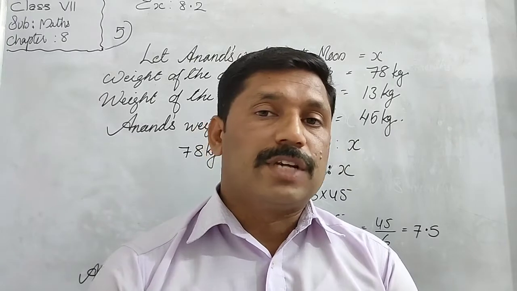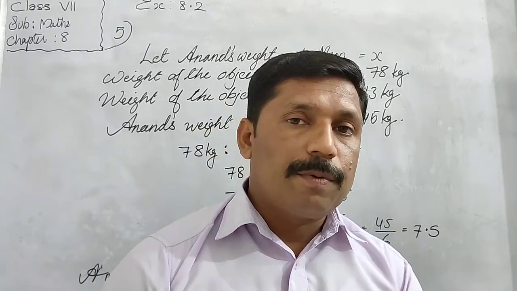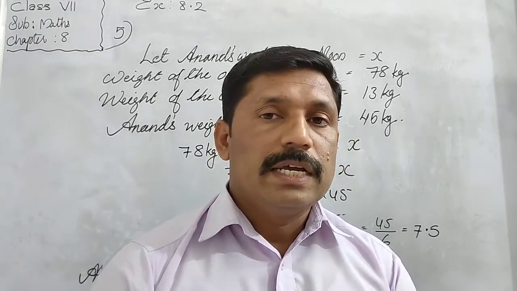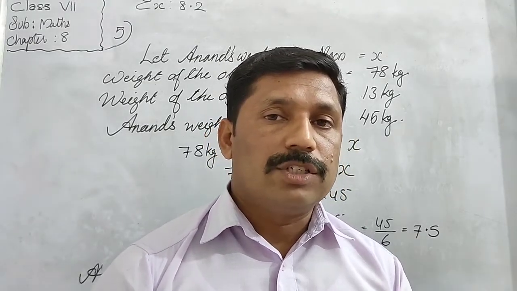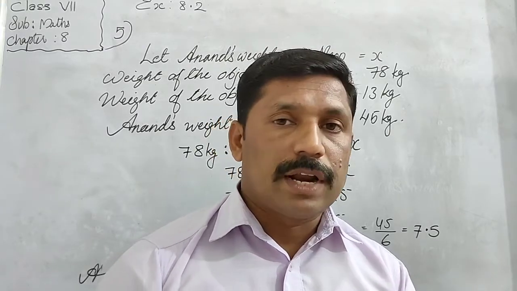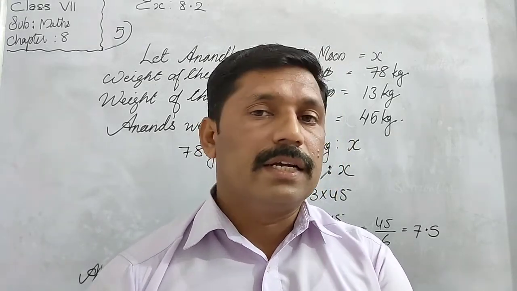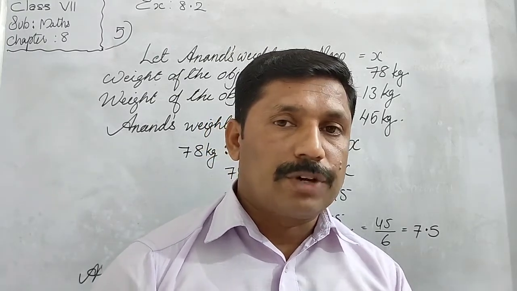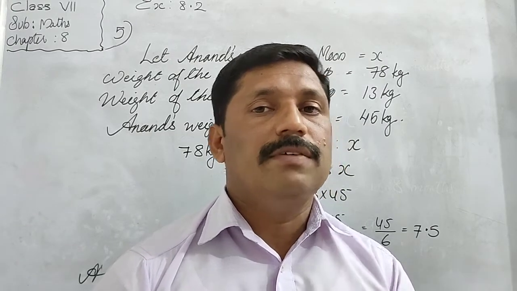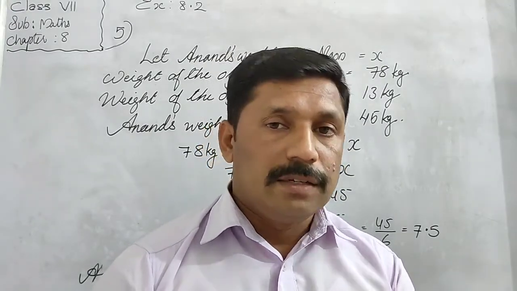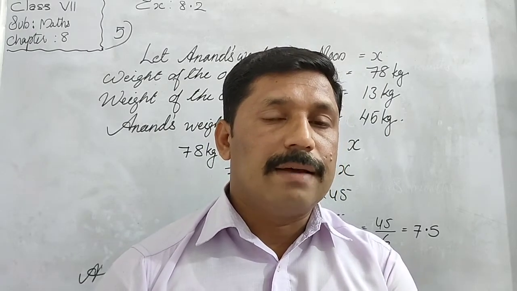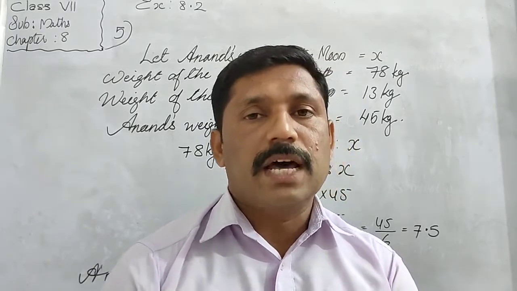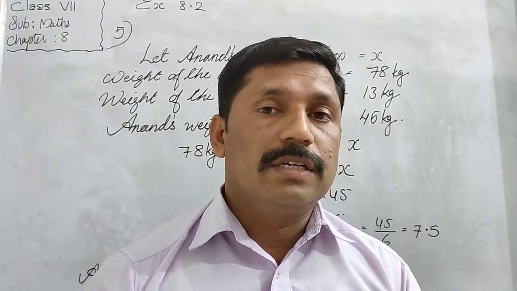And continued proportion, we studied in continued proportion. If three quantities are in continued proportion, the ratio of the first term to the second is equal to the ratio of the second term to the third. So in continued proportion, the product of extremes, that means A into C, will be equal to B into B. B is called the mean proportional, the middle term, and C is called the third proportional. So these are the important points that we have discussed in today's maths class.